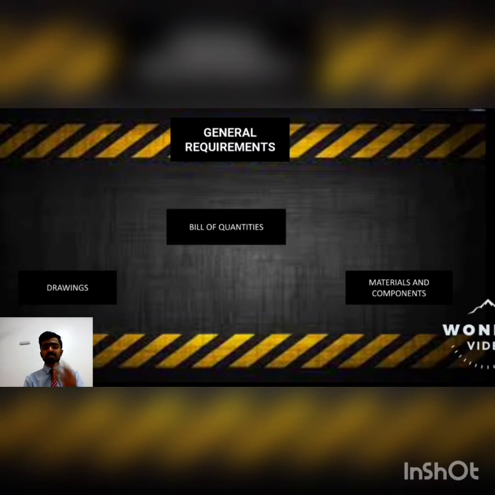Now we are going to look at the second part, which is the general requirements. In the general requirements we have three main things, which are the drawings, bill of quantities and material and components. The drawing will be done by the architects. In this assignment we did the drawing of a single story house which consists of 3 bedrooms, one master bedroom, one living room, one kitchen, one dining room, two bathrooms and one car park.